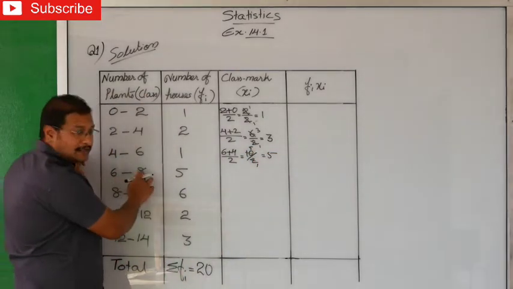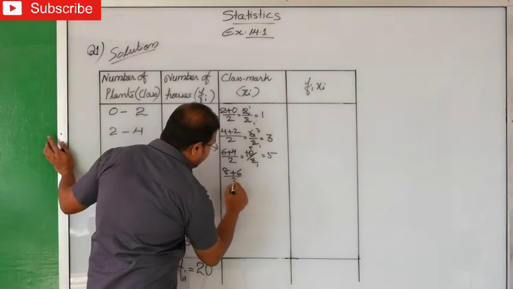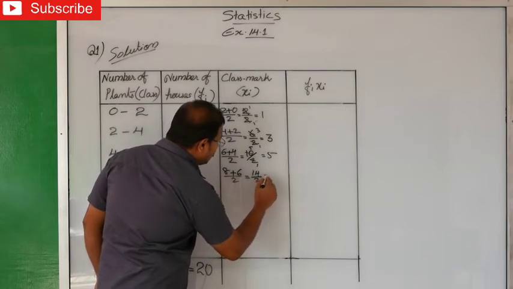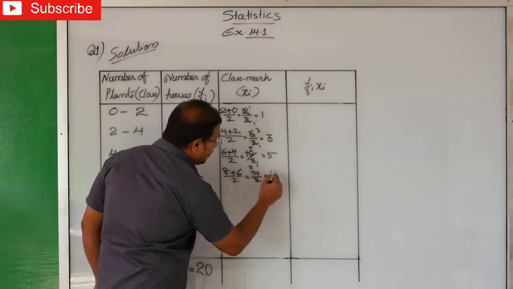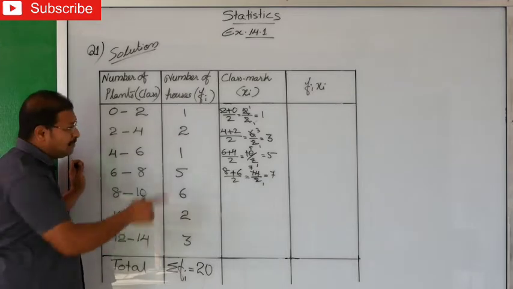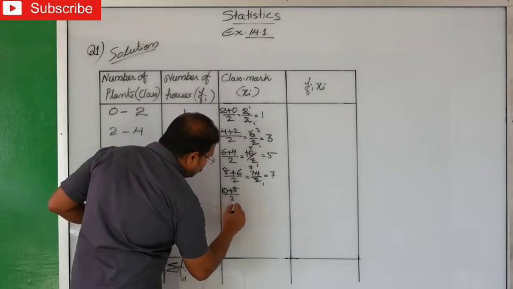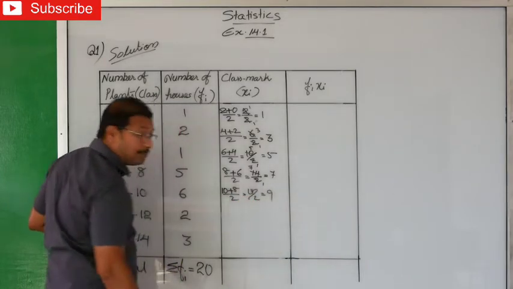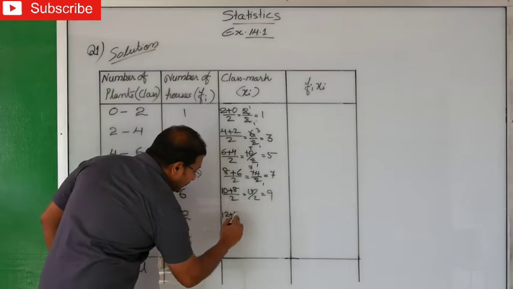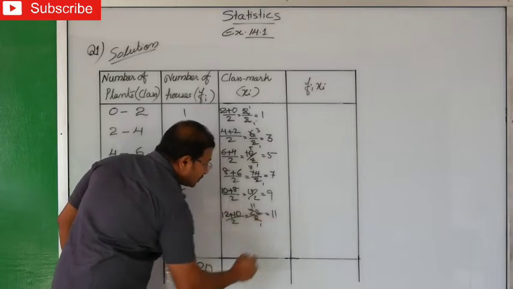Next one, these two we will add, isn't it? So 8 plus 6, divided by 2. 8 plus 6 is 14, isn't it? So 14 by 2, 2 sevens are 14. So the answer is 7. Ready? Next one. 10 plus 8, 18 by 2 equals 9. I hope you can understand. 2 nines are 18. Next one. 12 plus 10 by 2 equals 22 by 2. 2 elevens are 22. So the answer is 11.